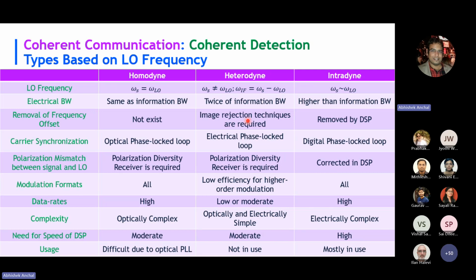These are some differences between all three, and I'm not going through it. You can look at it later, but I mention all of them here, and some of them are very helpful. Especially the most important part we are going to discuss is carrier synchronization. Homodyne detection uses an optical phase lock loop, which is not easy to do, so we discard it. Heterodyne detection uses electrical, and what we use is intradyne, which uses a digital phase lock loop. We are going to discuss intradyne detection.